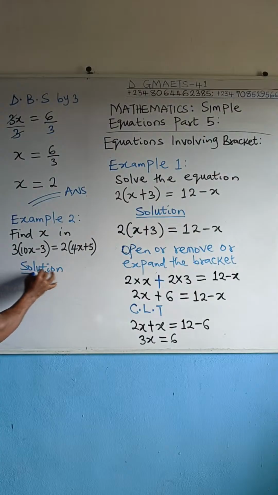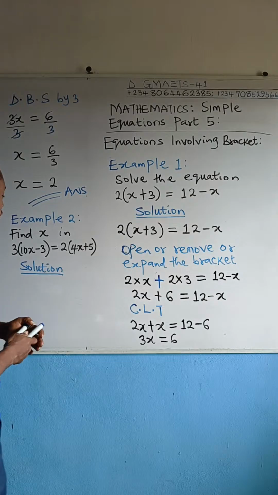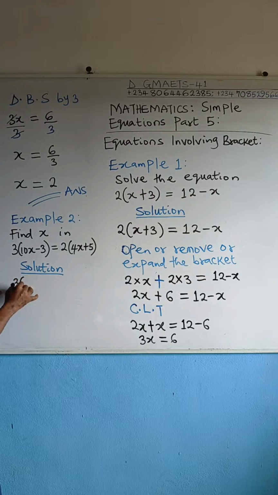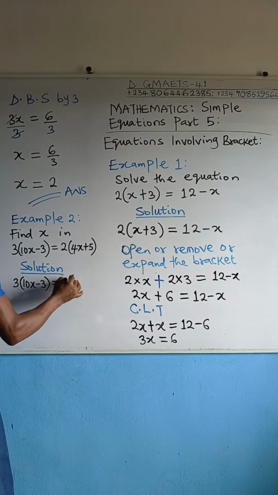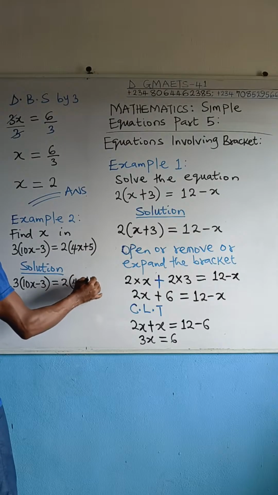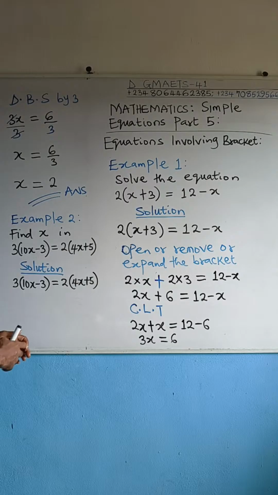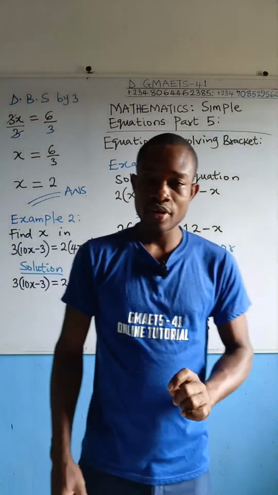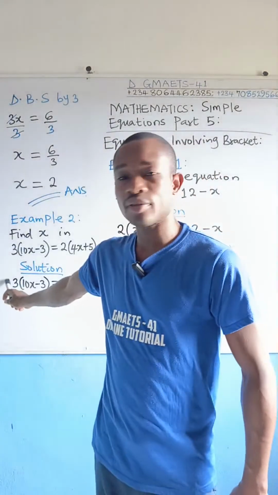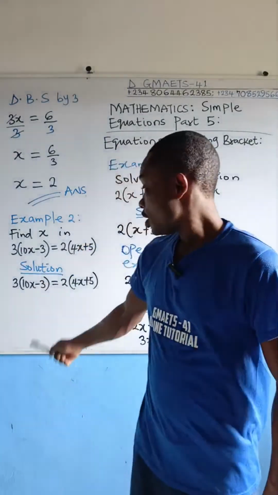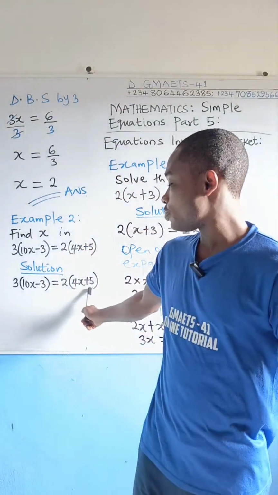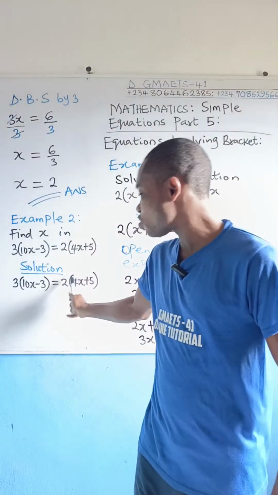Like I've always said, if you have a problem, you want to solve it, you find a solution to that problem. So the question given to us is 3 bracket 10x minus 3 equal to 2 bracket 4x plus 5. Good. So again, look at the number that is outside the bracket. This is 3. That 3 is positive. You can see it plus 3. That is why there is no minus there. Look at this 2 here. That is to open this bracket.